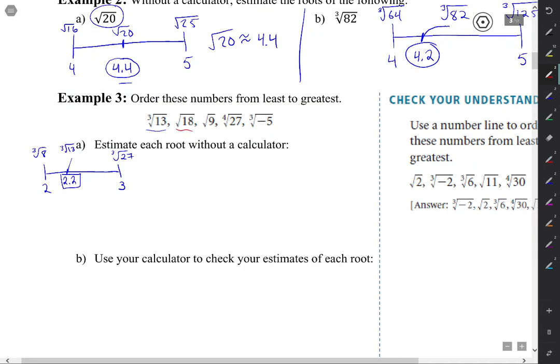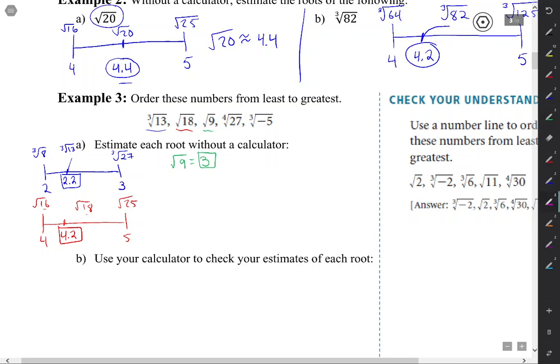Looking at the next one, the square root of 18. The square root just below 18 would be the square root of 16, which is 4, and the one just above 18 is 25. Here, 18 is definitely closer to 16 than 25, so I would say it lands over here, so I would say 4.2 in this case. For the next one, we have the square root of 9. Oh, well, that's easy. We don't even have to estimate that one. We know the square root of 9 is 3, so we're good there.